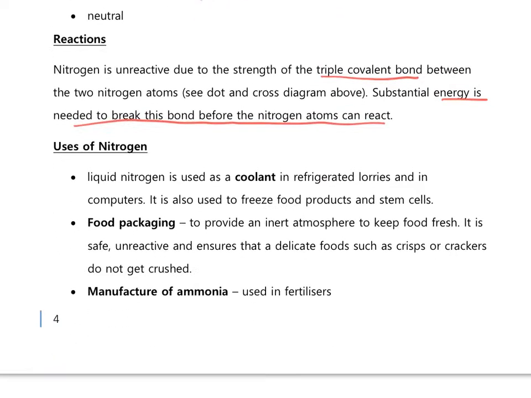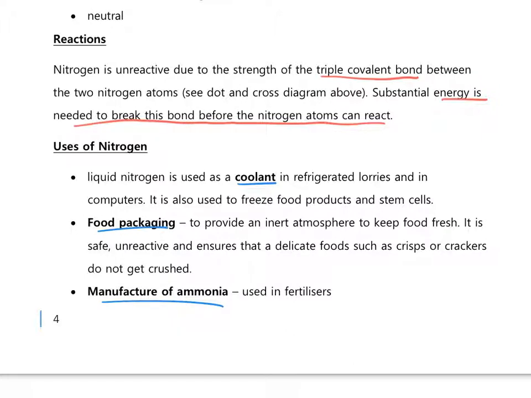And then finally, let's look at some uses of nitrogen. You do need to know these in a bit of detail, but when you're learning it, just learn these key phrases. So I would be learning for nitrogen coolant, food packaging, and manufacture of ammonia, as simple as that. Let's explain these in a little bit of detail. And again, you'll see these referred to in the periodic table video that I have linked you to in the separate Word document. So liquid nitrogen, first of all, is used as a coolant in refrigerated lorries and in computers.